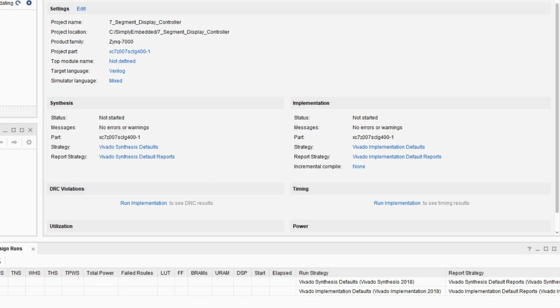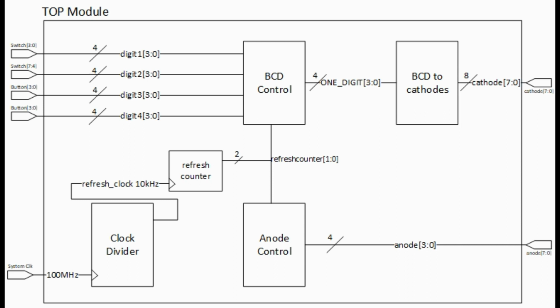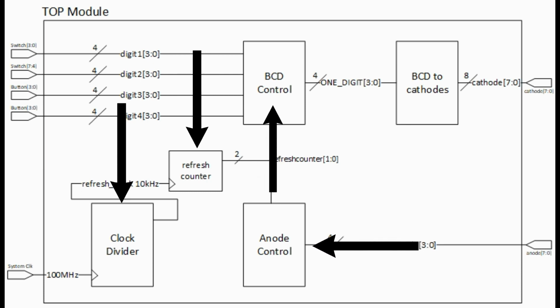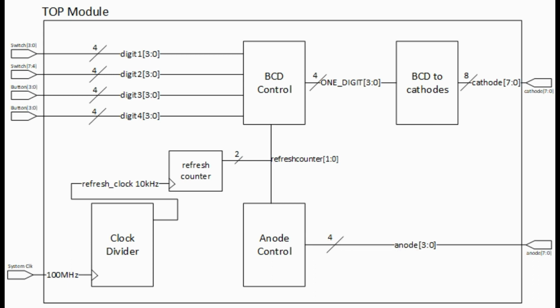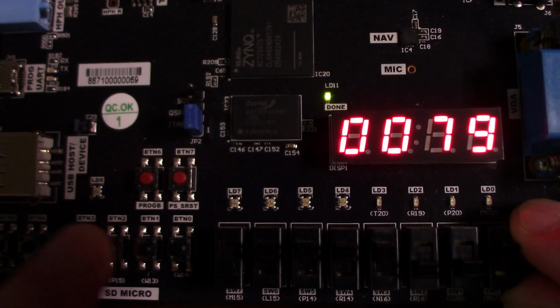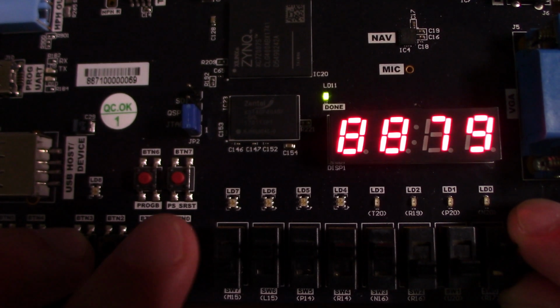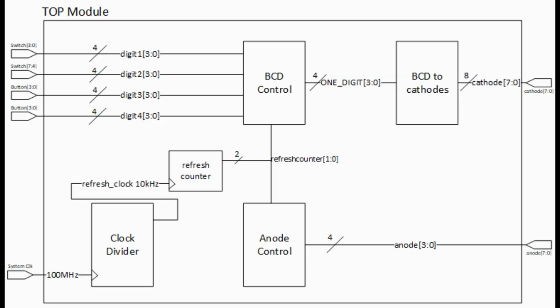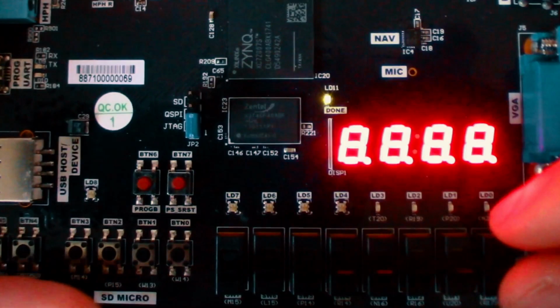For this specific project, I put together a system block diagram. From the block diagram, we can see the overall top module, which is used to wrap together all the modules. And then we can also see a clock divider module, refresh counter module, anode control module, BCD control module, and BCD to cathodes module. Since we already have the clock divider module, we only need to create 4 additional modules. The goal of this design is to make sure that we can display different numbers on each digit on the 7-segment display. So in order to do that, we need to create these modules. Otherwise, we were only able to display one identical number on each digit.